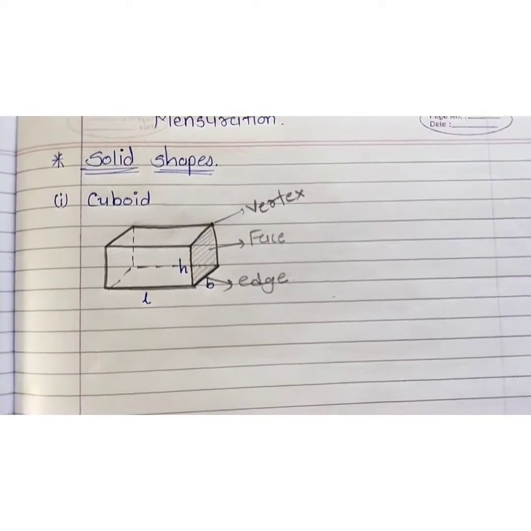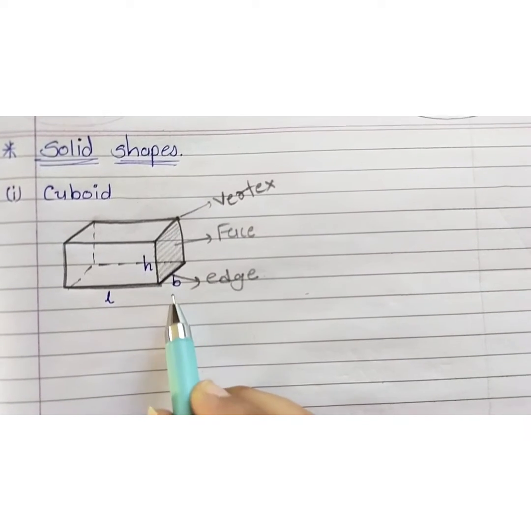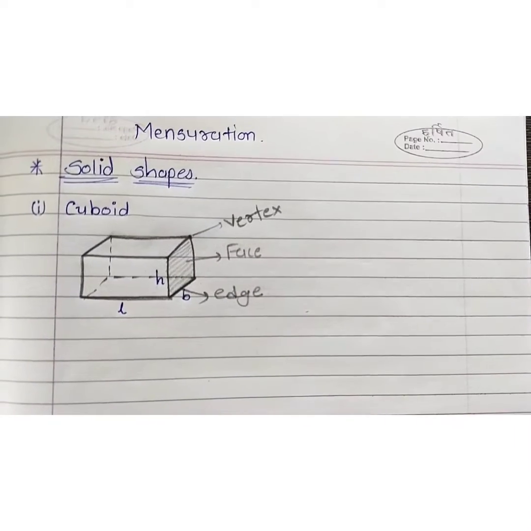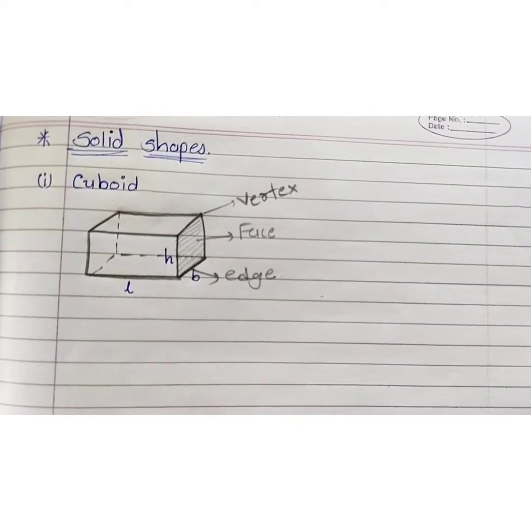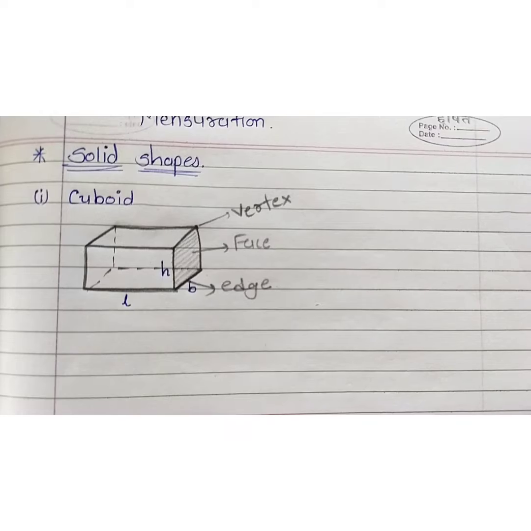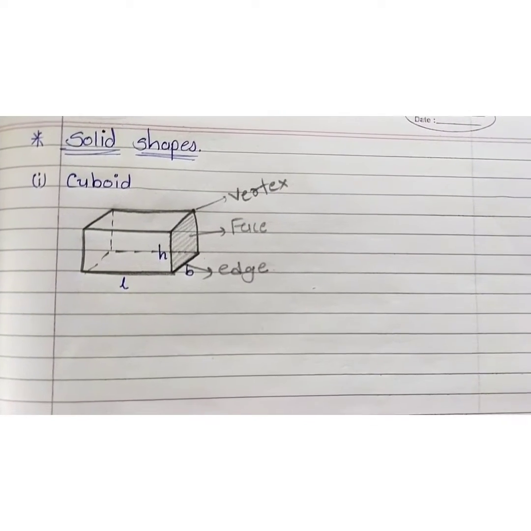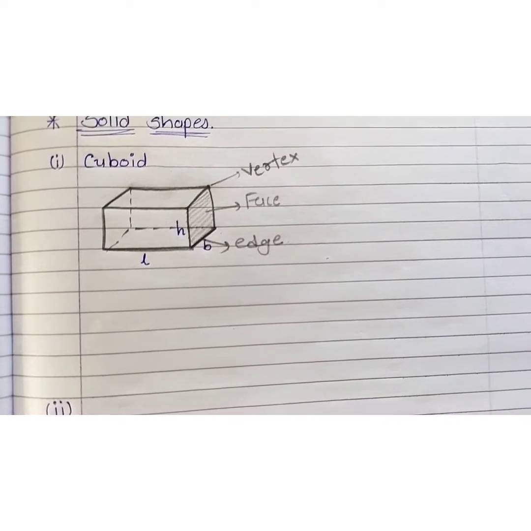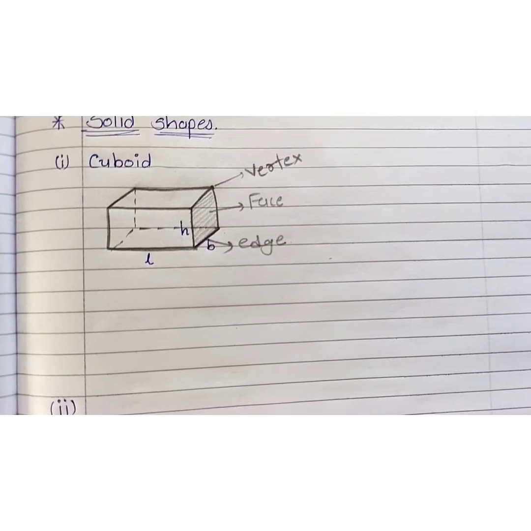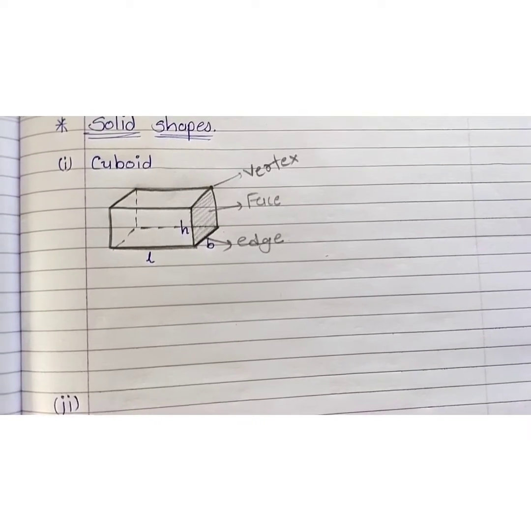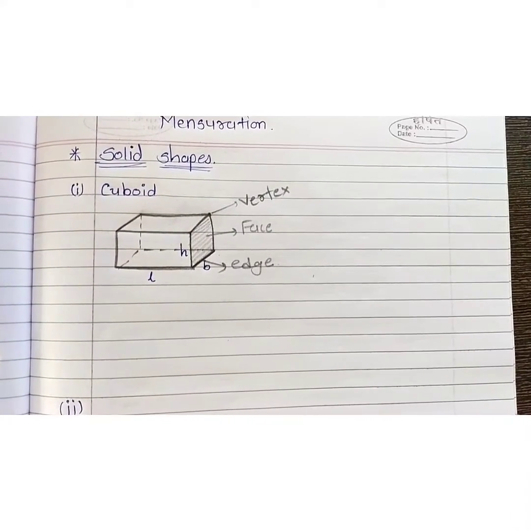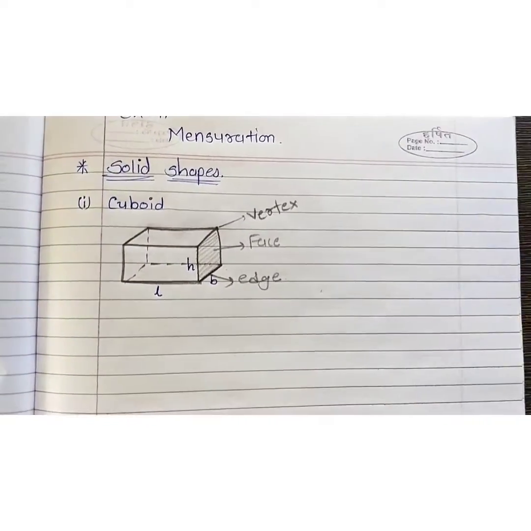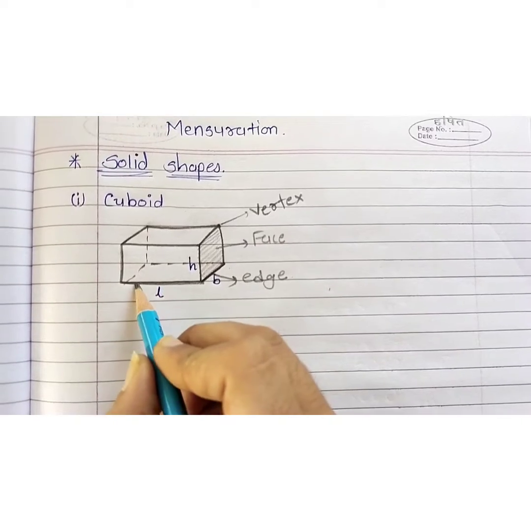Now a cuboid has a length L, height h and breadth, or you can say width, उसकी wideness, which is b. ठीक है, so this is a cuboid. Now if we want to find out the surface area of cuboid, ठीक है, for that we have to find out how many faces or edges cuboid have.